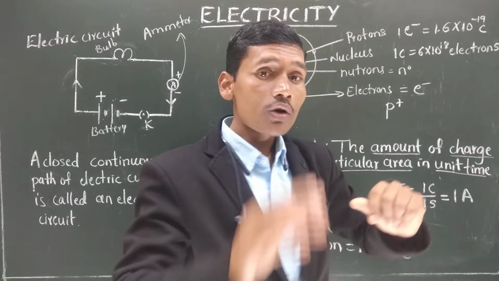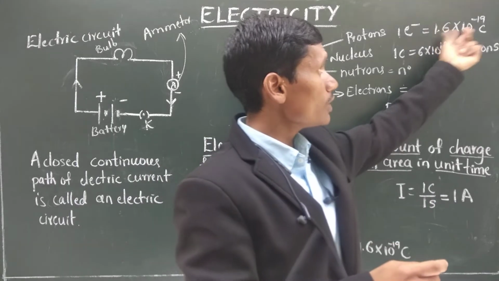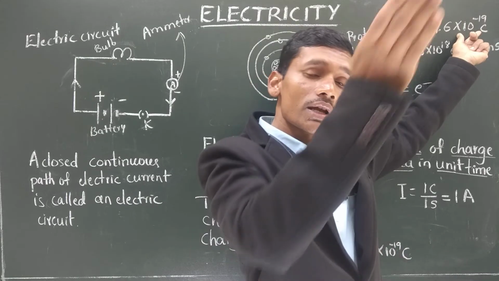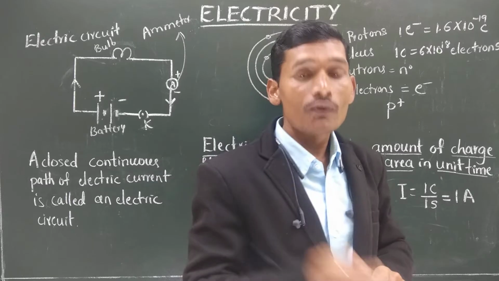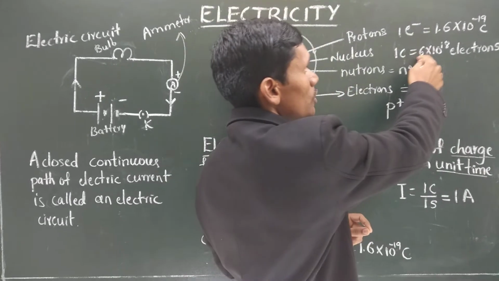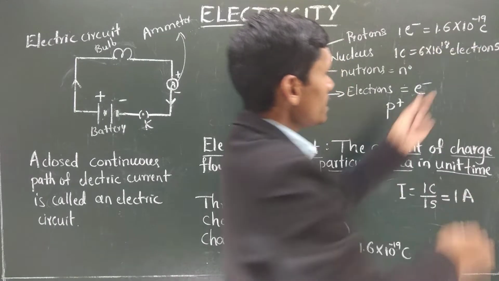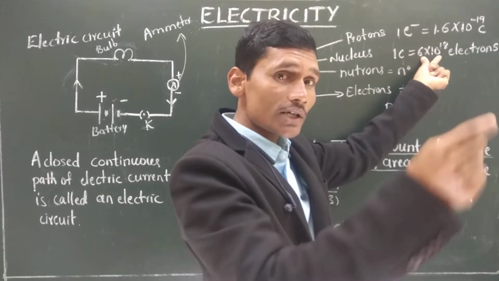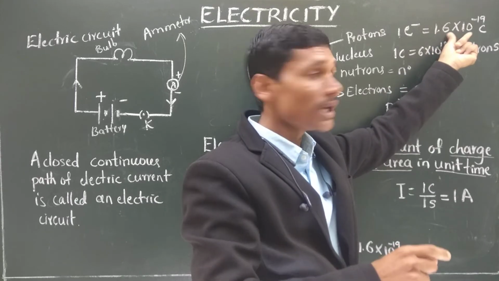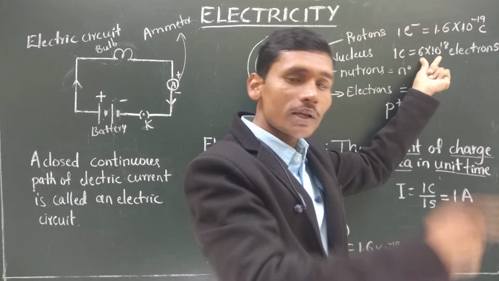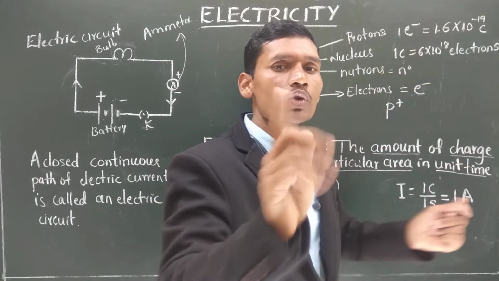Now, what is 1 coulomb then? The charge of one electron is 1.6 into 10 to the power minus 19 coulomb. 1 coulomb means how much? When there are 6 into 10 to the power 18 electrons, each electron carrying 1.6 into 10 to the power minus 19 coulomb, when it is multiplied by this many electrons, that much charge is called 1 coulomb.